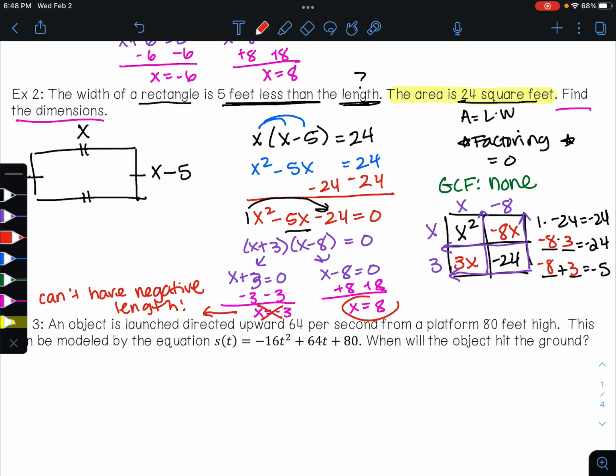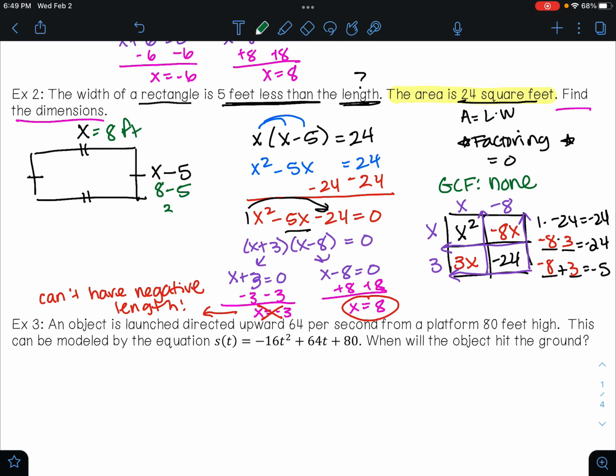We can have a table that is 8 feet long. That does make sense. So x is going to be 8 feet. And then our width will be 8 minus 5, which is 3 feet. So our dimensions are 8 feet by 3 feet. This is our answer.